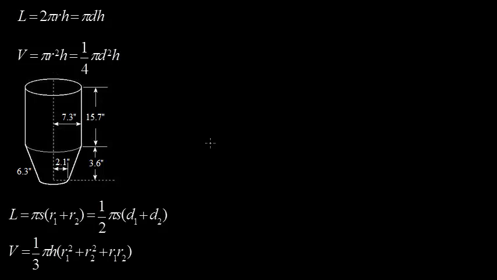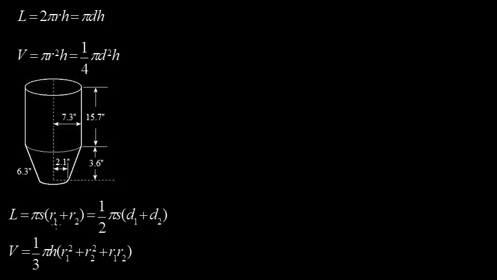So we need to identify our parts here. For this cylinder, we have a radius and a height. Our radius is 7.3 inches and our height is 15.7 inches. For the frustum, we need a radius 1 and a radius 2.